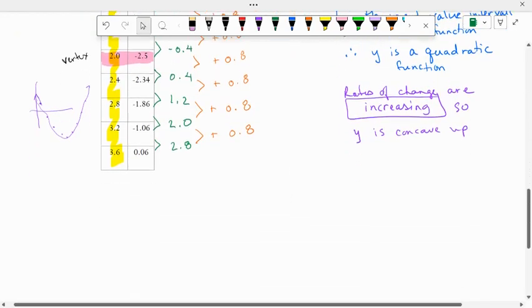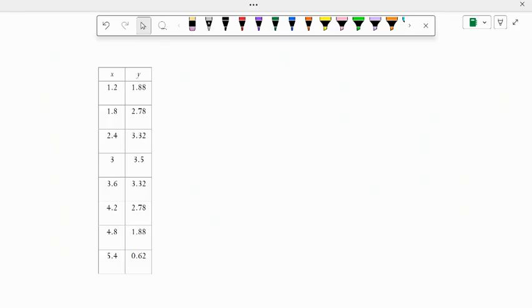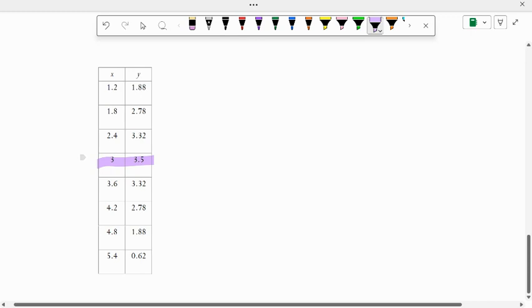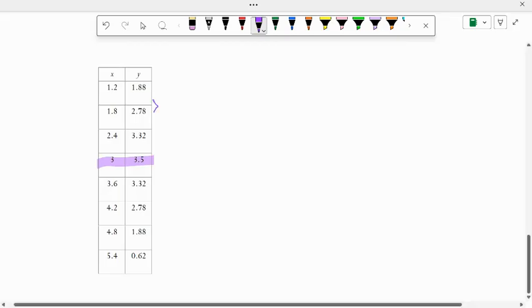And we're going to see the same kind of idea here. What I will see, though, is probably a change. If I look at this graph, my y values are getting greater and then getting smaller again. And what I notice here is my vertex right there in the middle. So when I look at my average rates of change, I will do this calculation for you.